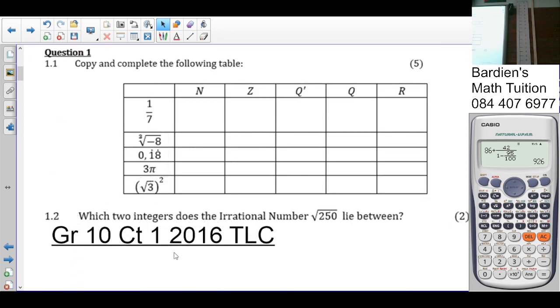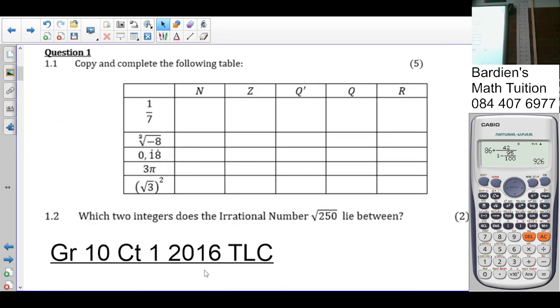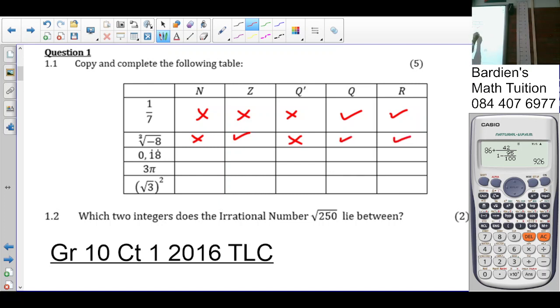The question says copy and complete the following table. So we have 1 over 7, and we've got natural numbers, integers, irrational, rational, and real. To complete the table, firstly we're going to tick if it's part of that set and cross if it's not part. So 1 over 7 is rational and real since it's a fraction. The cube root of negative 8 is negative 2, so it's not natural, it is an integer, it is rational, and it's real.